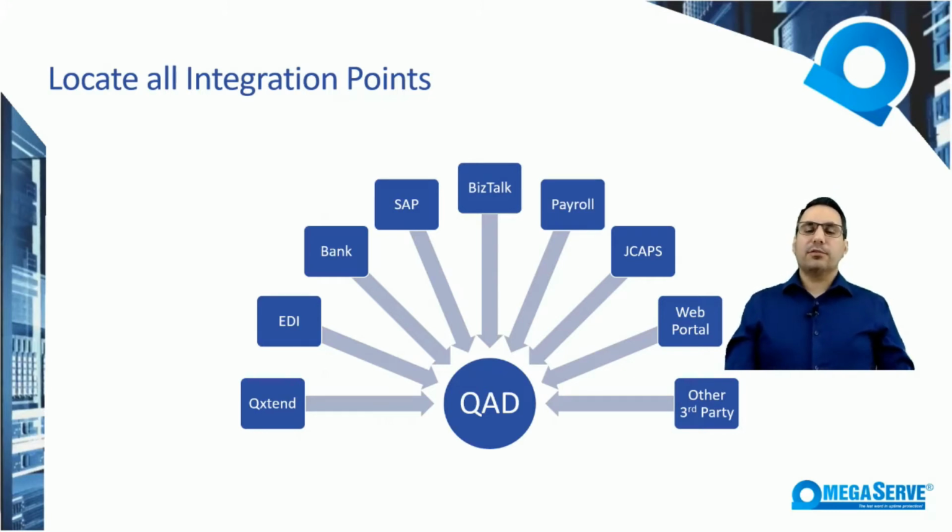You need to locate all your integration points. Anything coming into QAD or going out of QAD, you need to find out. I mean, you're going to migrate to a new system, you better reestablish those integration points. Whether it's QExtend, EDI, connections to the bank, SAP, BizTalk, payroll, and any other third-party apps, you need to identify them so that you're able to reconnect them to your new machine.